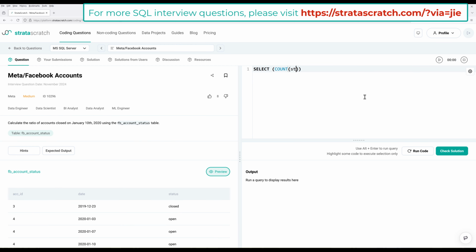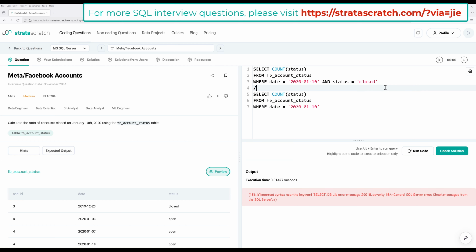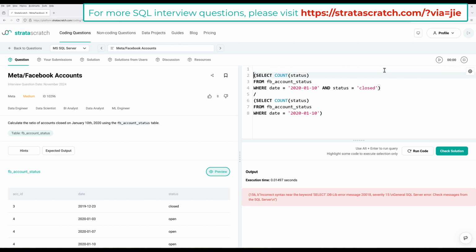To start, set up the SQL query to calculate the number of accounts that were closed on January 10th, 2020. Next, insert the SQL statement to return the total number of accounts on January 10th regardless of the account status. If we try to divide the two outputs, we are going to get a syntax error. To be able to divide the output from both SQL statements, we need to wrap the two SQL queries with parentheses to convert them into variables.